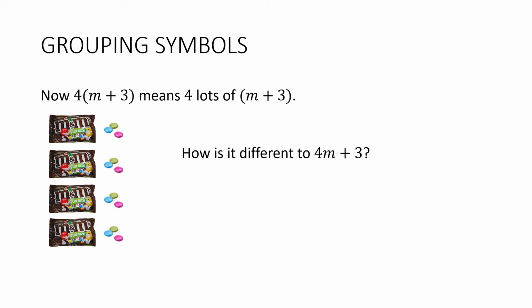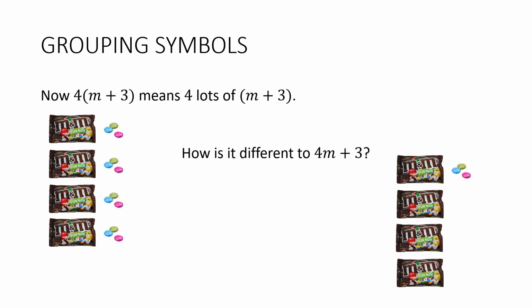How's it different to 4m plus 3 without the brackets? Would you agree that this is 4m plus 3? 4 packets of M&Ms plus 3 little individual M&Ms. So what do the brackets do? They collect terms together so that they all can be operated on by whatever is out the front. Okay, so everything in the brackets has to be multiplied by 4 in this case.